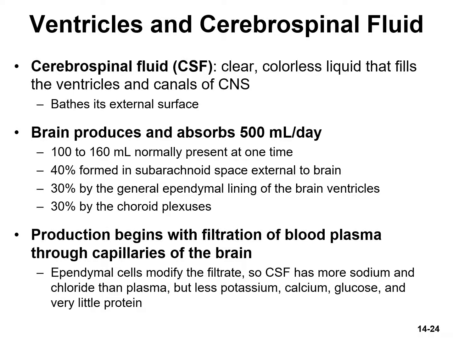So production of cerebrospinal fluid begins with filtration of blood plasma through the capillaries of the brain. Ependymal cells are going to slightly modify this filtrate, so the CSF has a little bit more sodium and chloride than blood plasma does, but it has less potassium, calcium, glucose, and very little protein. So it is essentially a watery solution with some dissolved solutes.